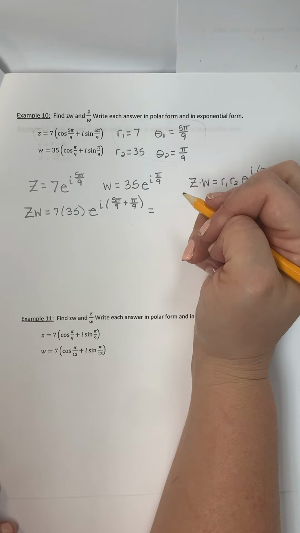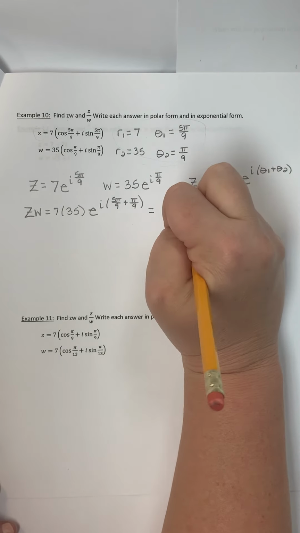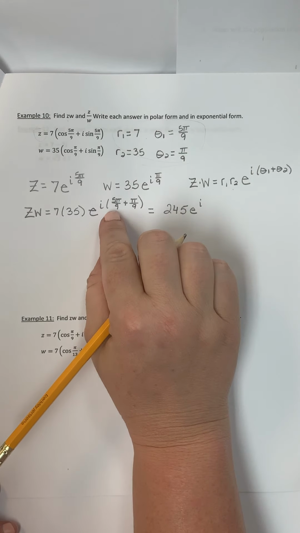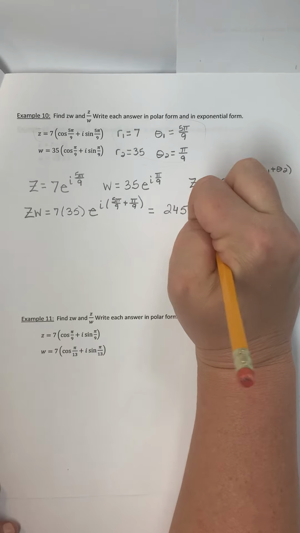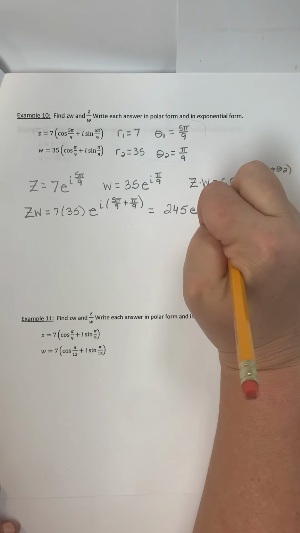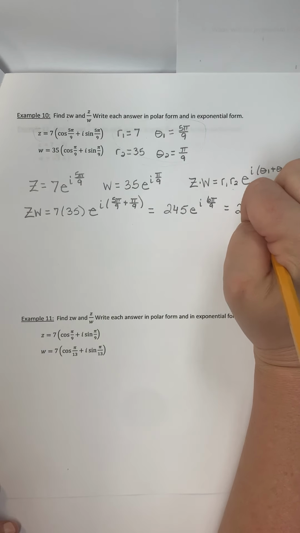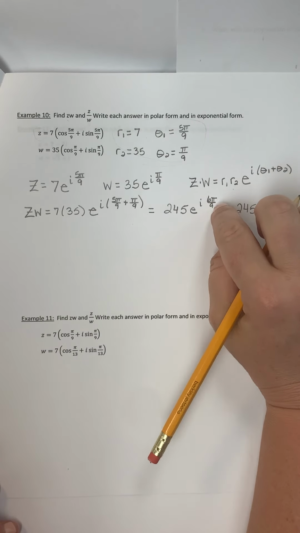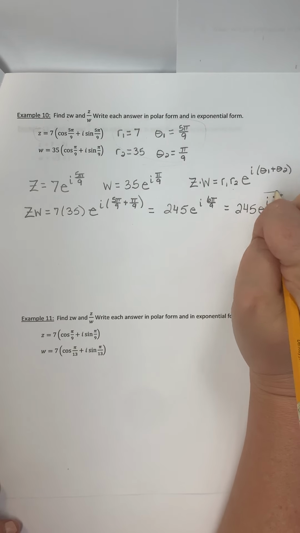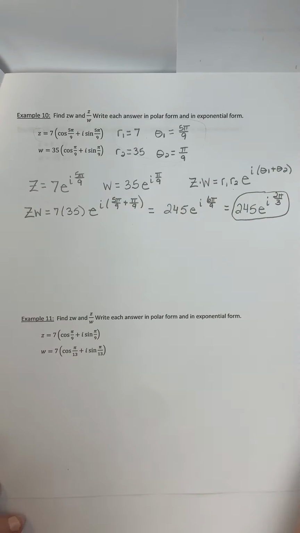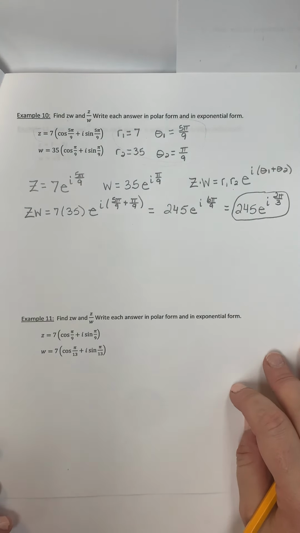7 times 35 is 245. e to the i, 5 pi over 9 plus 1 pi over 9 is 6 pi over 9. We can reduce that though, and zw should be 245 e to the i, and I can pull a 3 out of the top and the bottom, 2 pi over 3. That is the exponential form of zw.